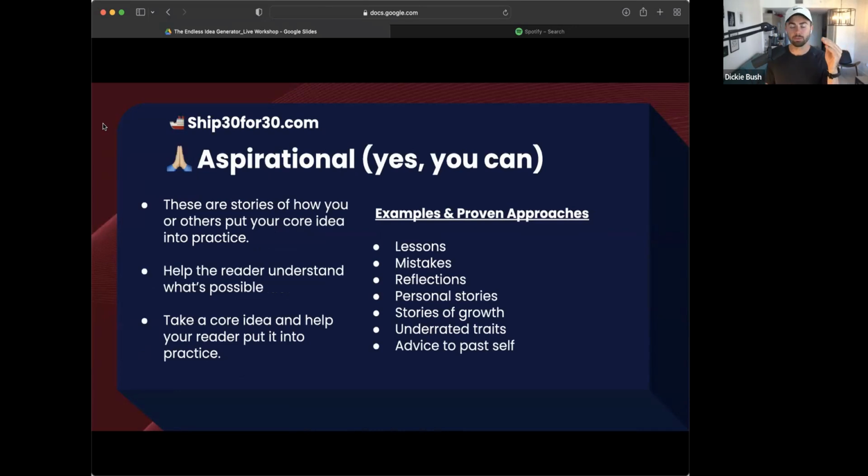From here, we go to aspirational. So we started with actionable, then we went to analytical. Now we are on aspirational, which is sharing your story. So for a lot of people, they love writing about their experience, right? Things they've learned along the way, lessons, mistakes, reflections, personal stories of growth, right? Underrated traits. These are helping the reader understand, hey, I know where you are, and here's where I used to be. Here's where I am now, and you can get there too.